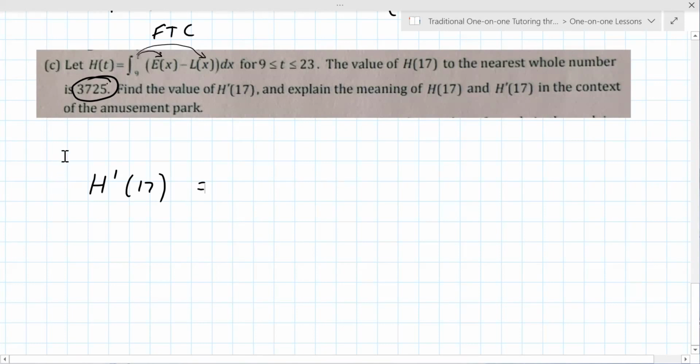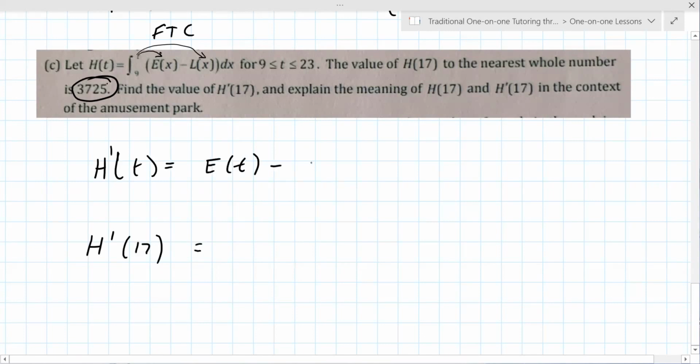Well, let's first do h prime of t. I'm sorry, let's do h. Yes, h prime of t is E of t minus L of t. But then you're supposed to multiply that by the derivative of the upper bound, which is 1. But so let's do that. Find the value.